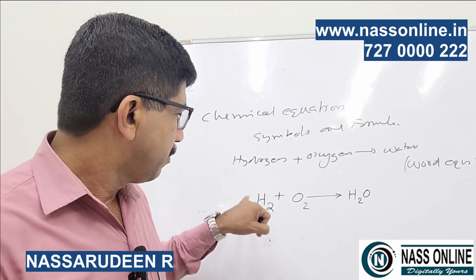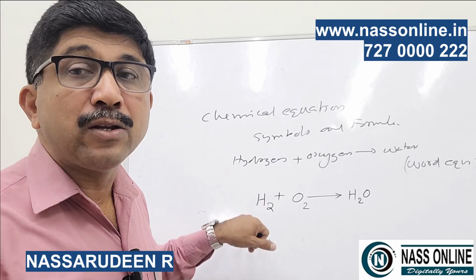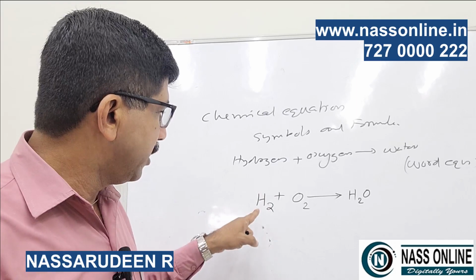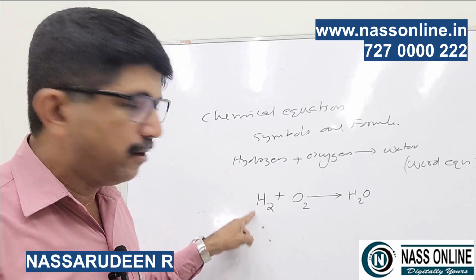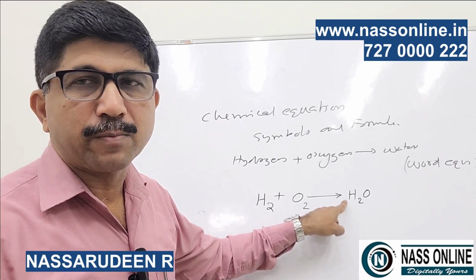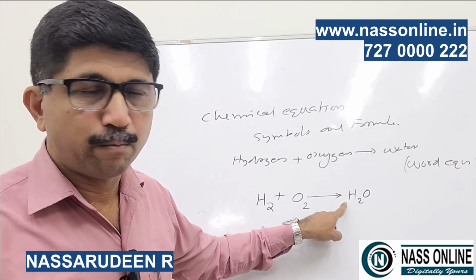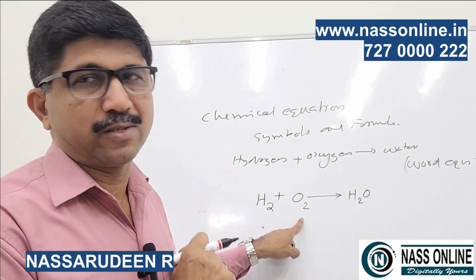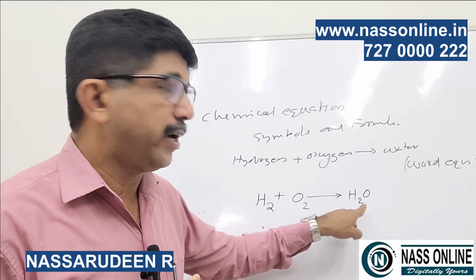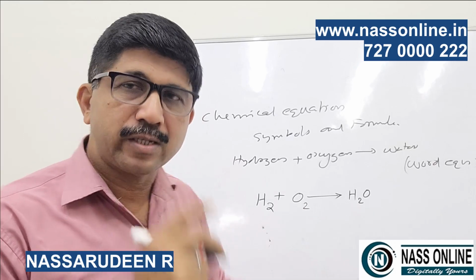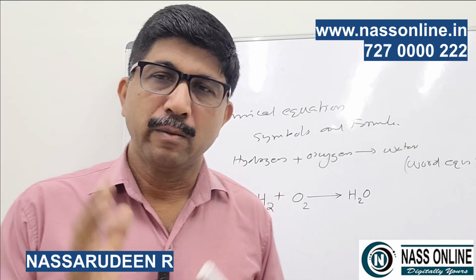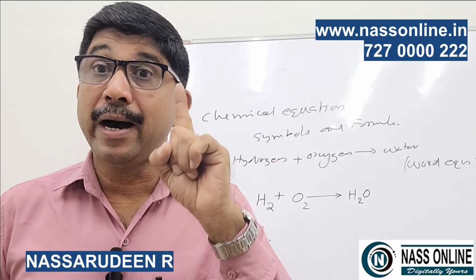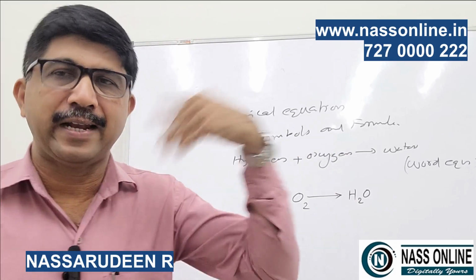Here we have to make each kind of atom on either side equal. That means two hydrogen atoms are present on the left side, and two hydrogen atoms are present on the right side. So hydrogen is correct. But on the left side, oxygen has two atoms, O2, while on the right hand side, only one oxygen atom is present. We need to correct this, or make both sides equal. It is called balancing a chemical equation, that we will see later.